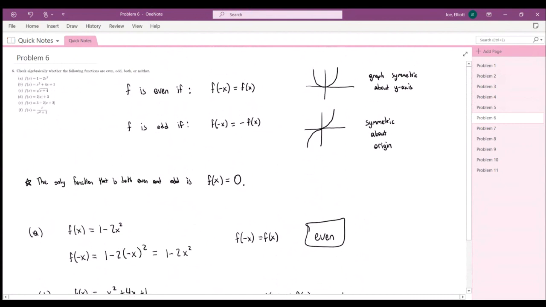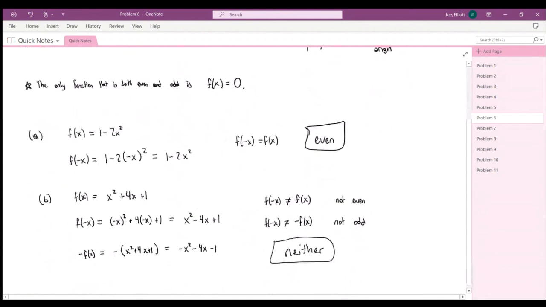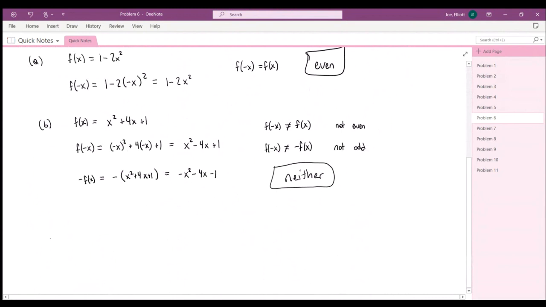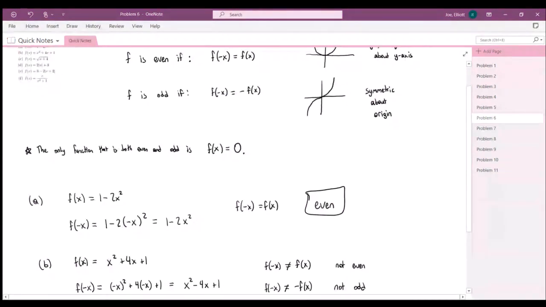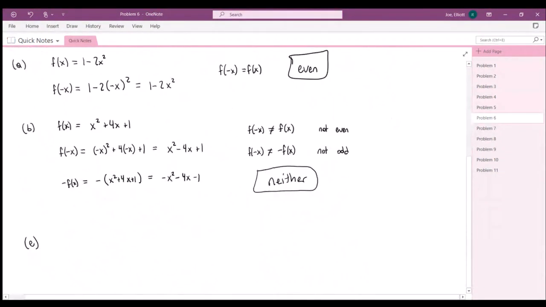All right, let's see here. I'll do two more. So let me do the last two. I'll do E and F, okay? Just to take a look at those two. So E, we have the function 3 minus 2 times the absolute value of x plus 2.